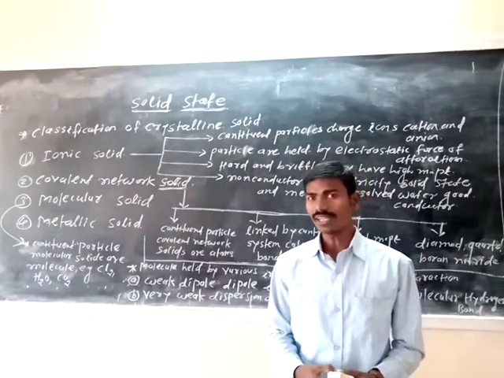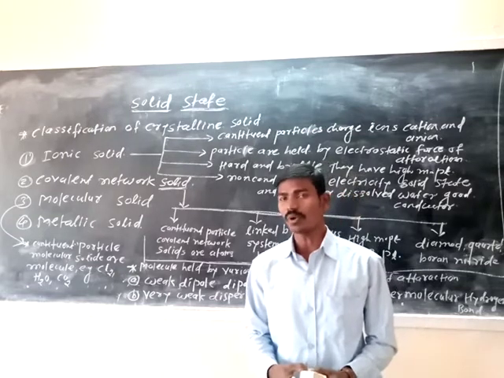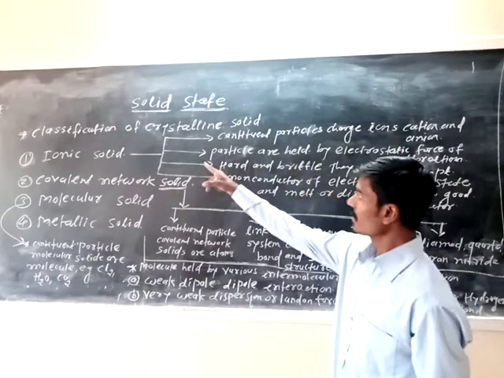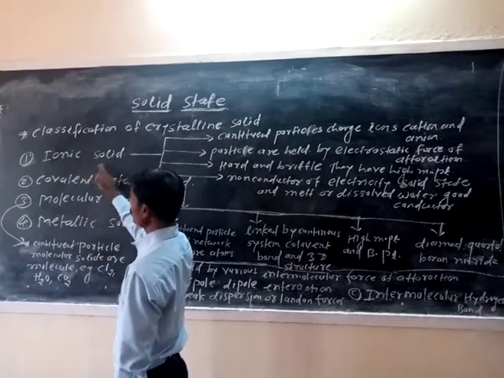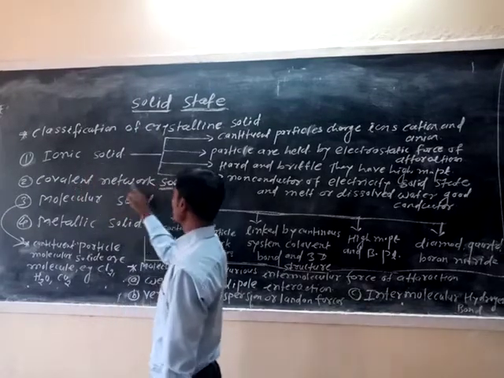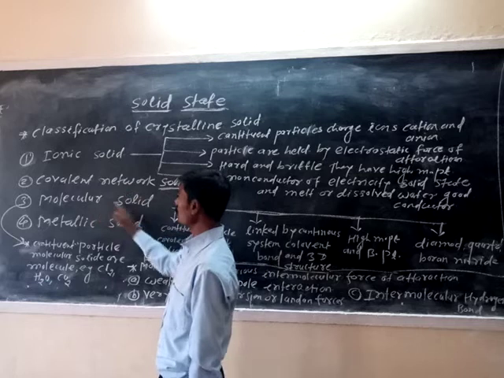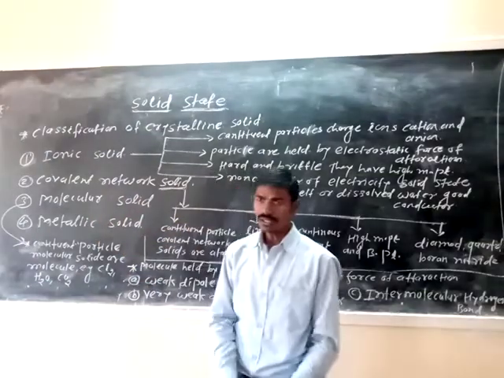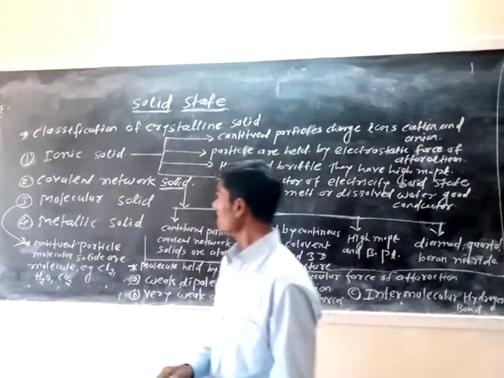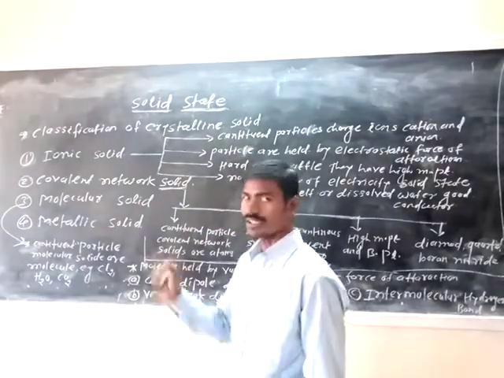Crystalline solids are classified into four categories: first, ionic solids; second, covalent network solids; third, molecular solids; and fourth, metallic solids. We are discussing the first one, the ionic solid or ionic crystal.